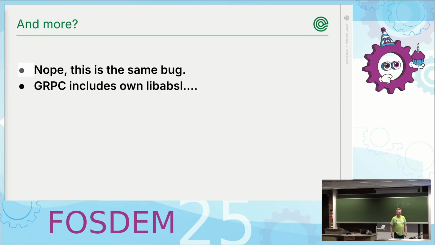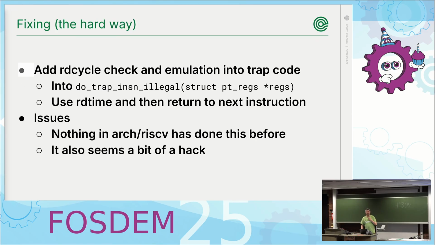Because gRPC includes its own copy of libabsl. Jeez, really, guys? Anyway, the fix there was to go and change the build again to tell gRPC to use the currently local copy. So, after a day of shouting at people, we actually got the builds going again, which was great. So we had some builds.